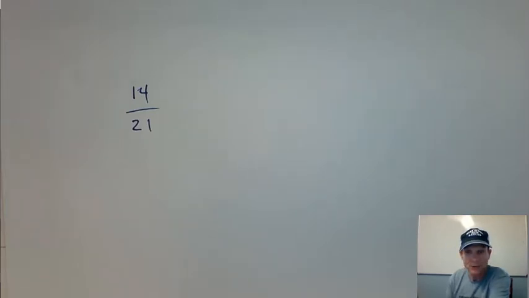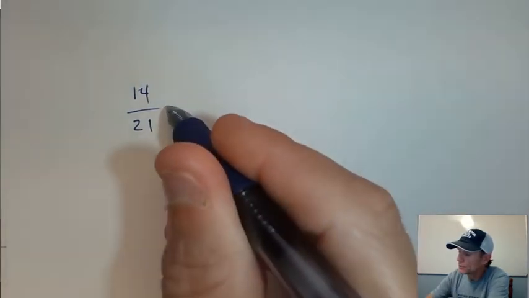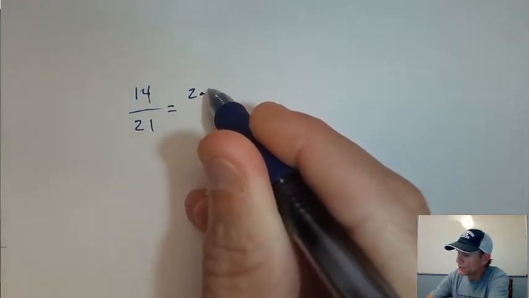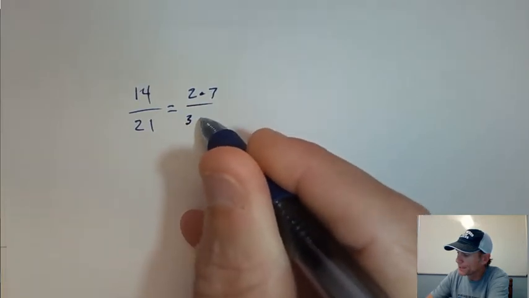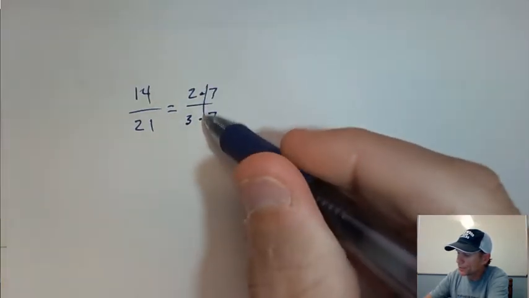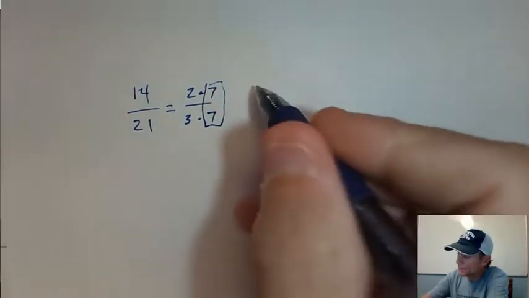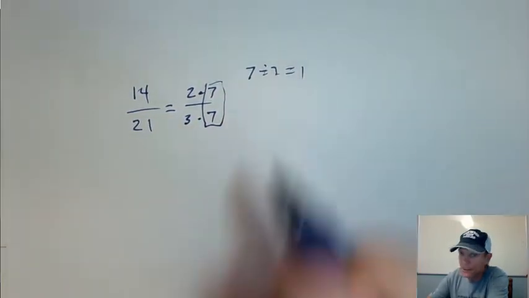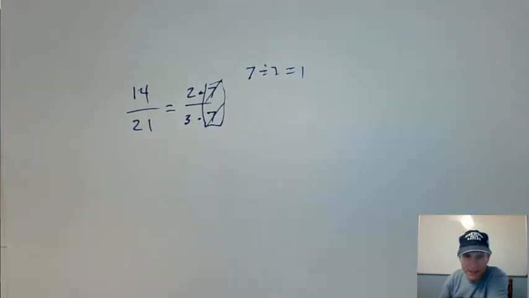But if I asked you, how did you get to that result? You might say I divided both the numerator and denominator by 7, which works. Someone might also say I canceled out a 7, which is confusing to some people because there's not even a 7 present. But if you write this out in factored form, this is 2 times 7, and this is 3 times 7. We know that 7 divided by 7 equals 1, so we can cancel that out. So we divided out a 7, or canceled out a 7.